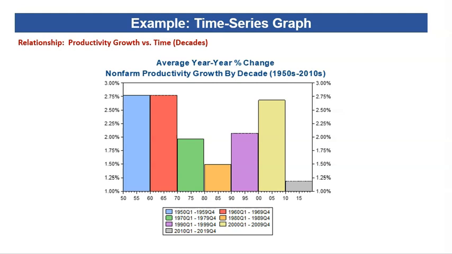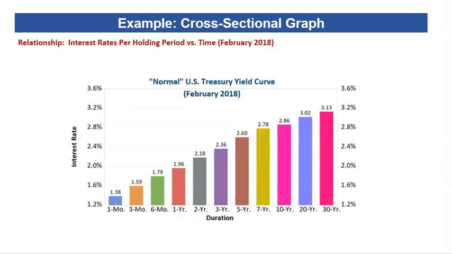One column would be the time element, which is decades in this example, and the second column is the associated values of non-farm productivity. In this graph, those productivity growth and decade coordinates are plotted on the graph. A third type of economic data represent information only for a given or the same point in time. An example of a cross-sectional data graph is presented on this slide, which shows the U.S. Treasury interest rates for different durations for a point in time at February 2018.